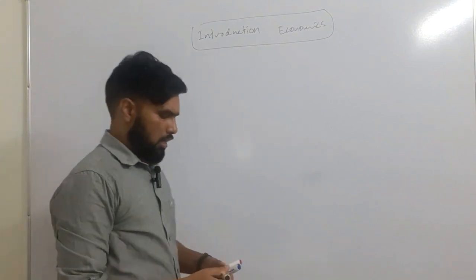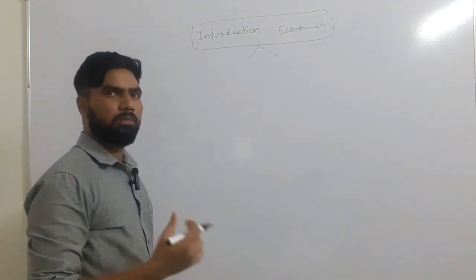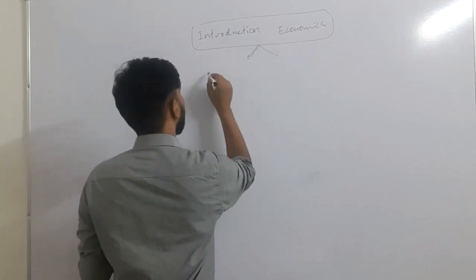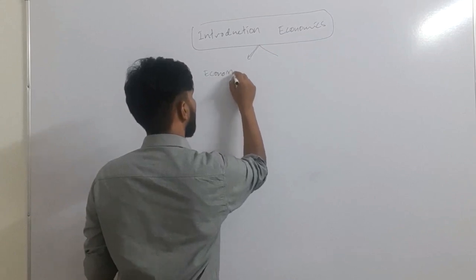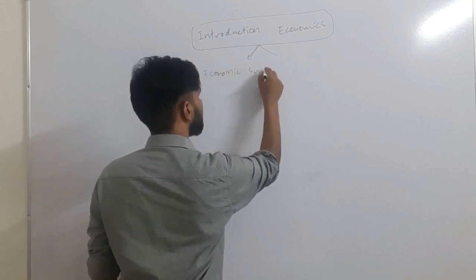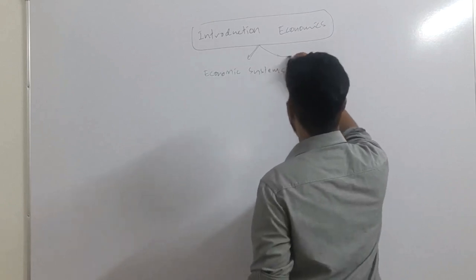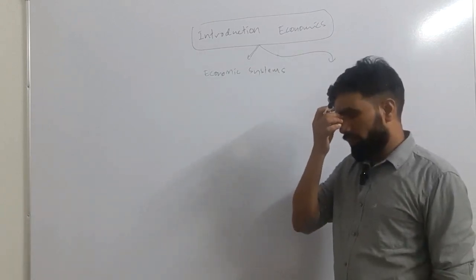Broadly we can divide this chapter into two subparts. In the first subpart we will study the economic systems. In the second part we will study India, the economic system of India.